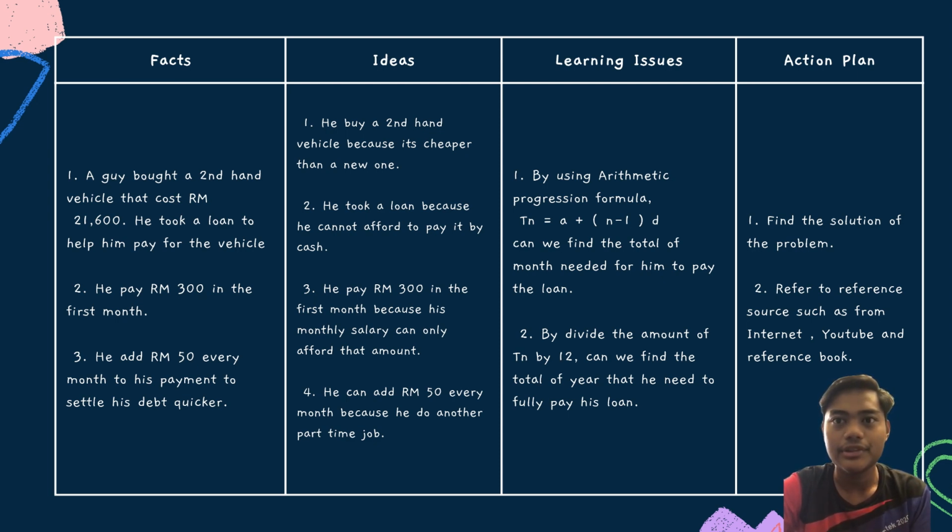For the learning issues, first, by using the arithmetic progression formula, which is T_n equals a plus (n minus 1)d, can we find the total months needed for him to pay the loan? Second, by dividing the amount of T_n by 12, can we find the total years that he needs to fully pay his loan? The action plan that we take is, first, find the solution of the problem, and second, refer to reference sources such as the internet, reference books and YouTube.